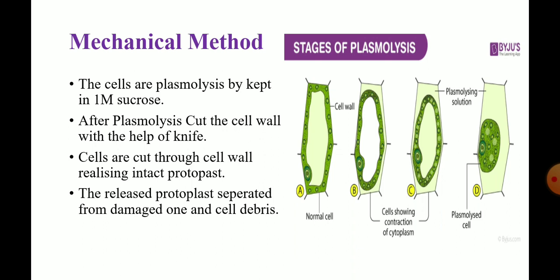Cells are cut through the cell wall, releasing intact protoplasts. The released protoplasts are separated from damaged ones and cell debris. This diagram shows the stages of plasmolysis: shrinking of the protoplast and separation from the cell wall. Some drawbacks of this method: it is used for vacuolated cells, and it causes tissue damage, maximum osmotic shrinkage and low viability of protoplasts.